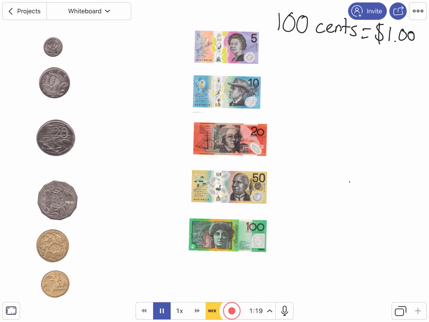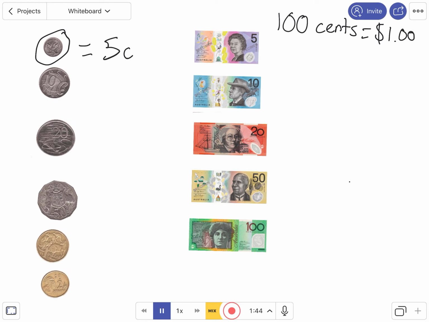Firstly, let's look at the coins on the left-hand side. The first coin is the smallest. It is silver and it has an echidna on it. It also has a tiny number 5 on it. I'm talking about that coin I just circled. The value of this coin is 5 cents, which we can write like that.